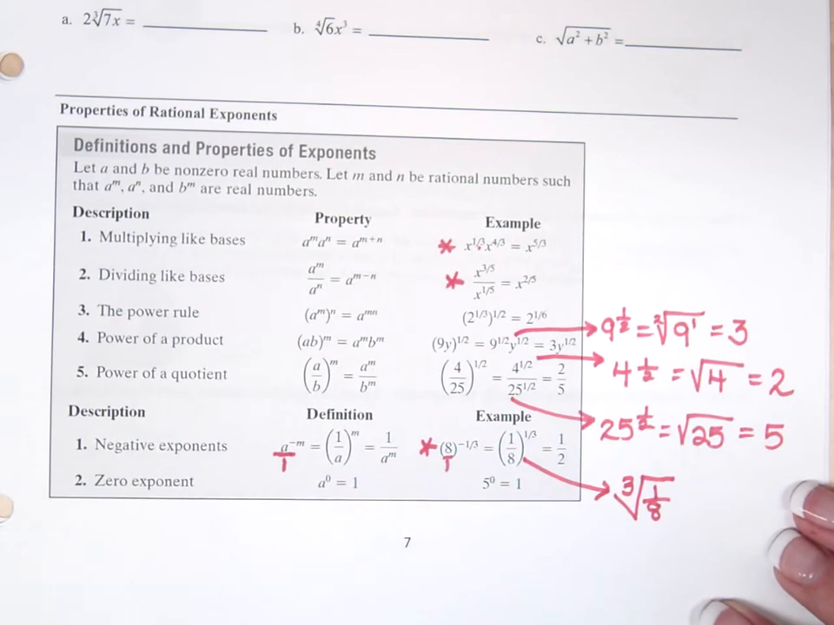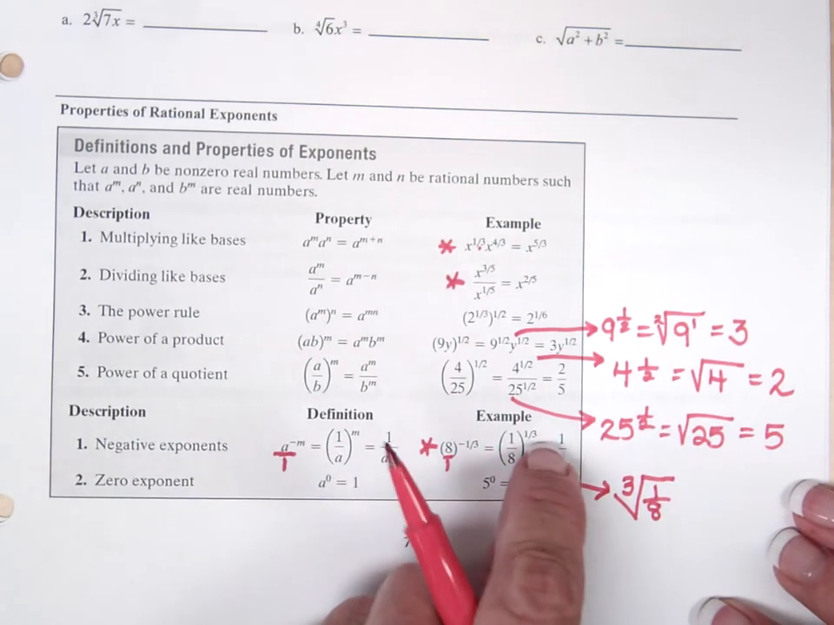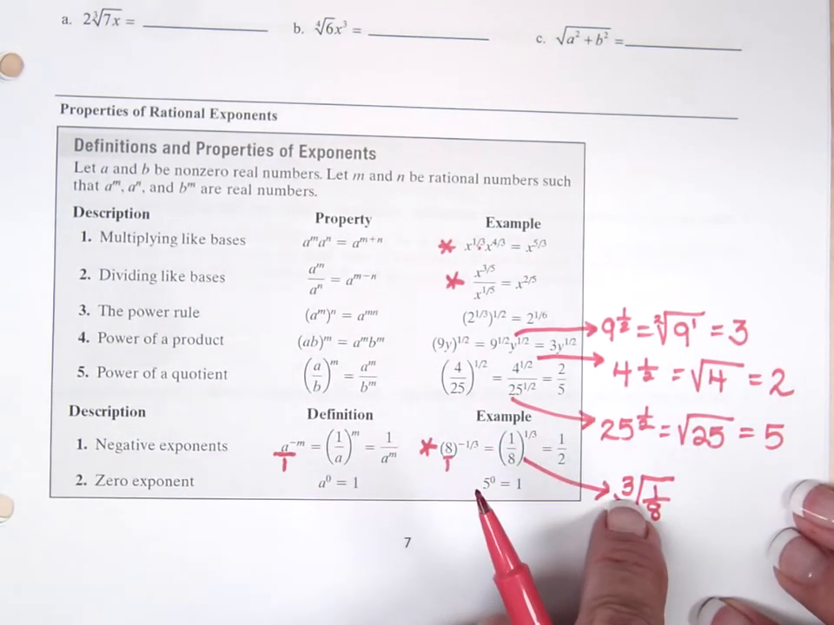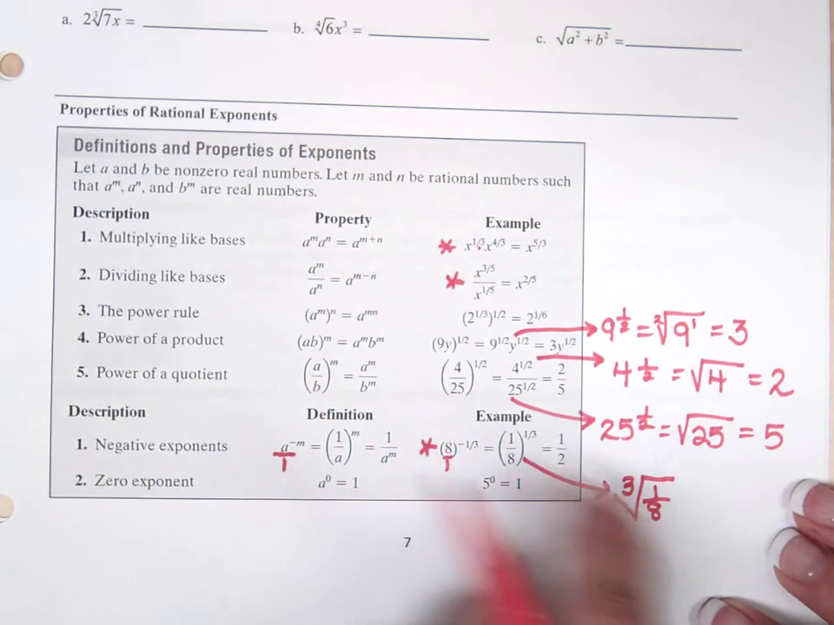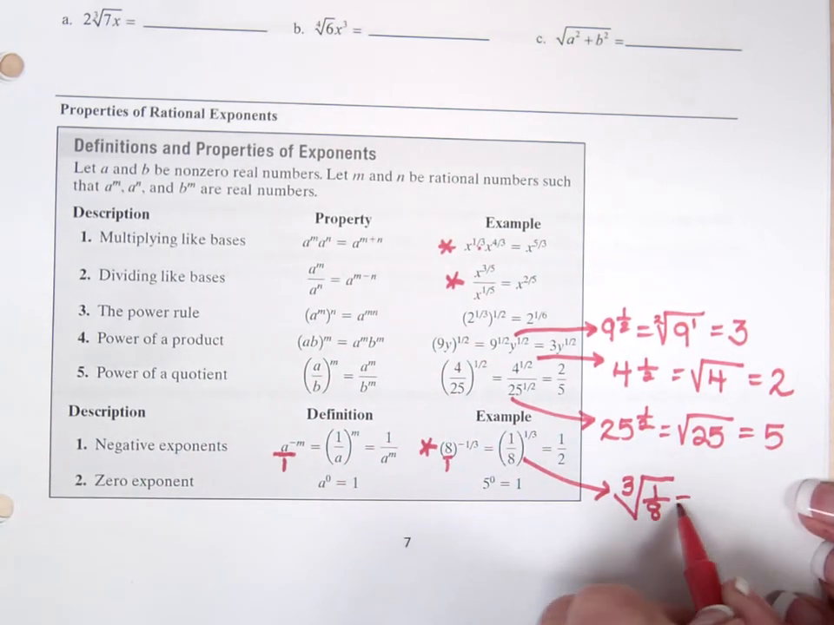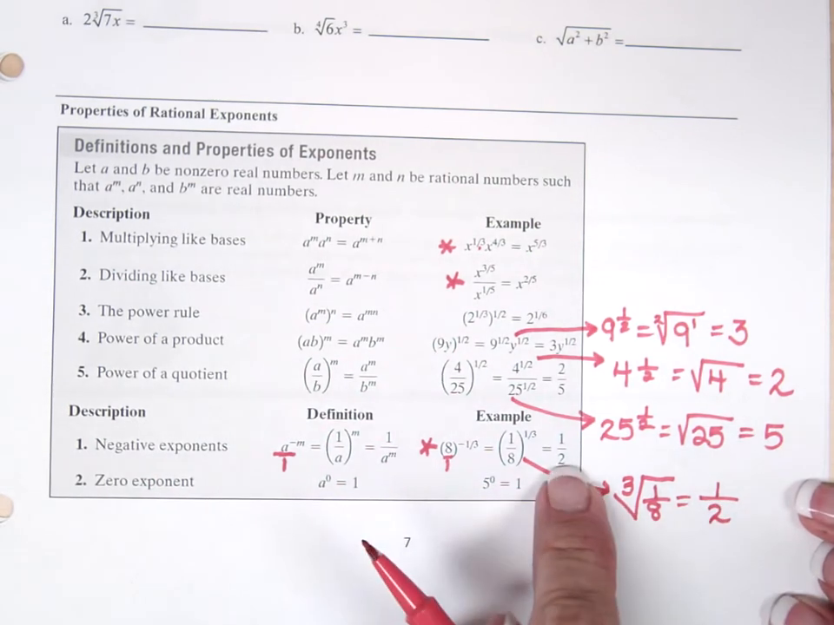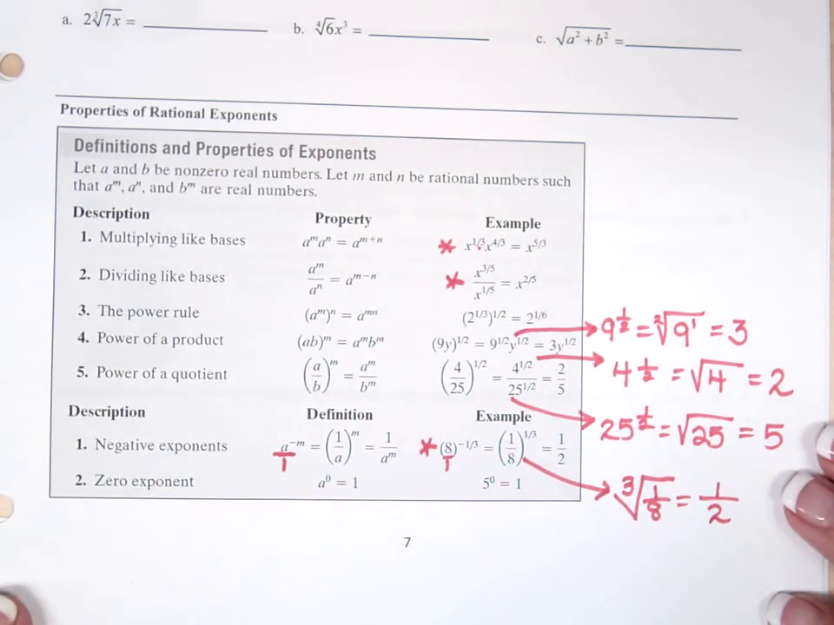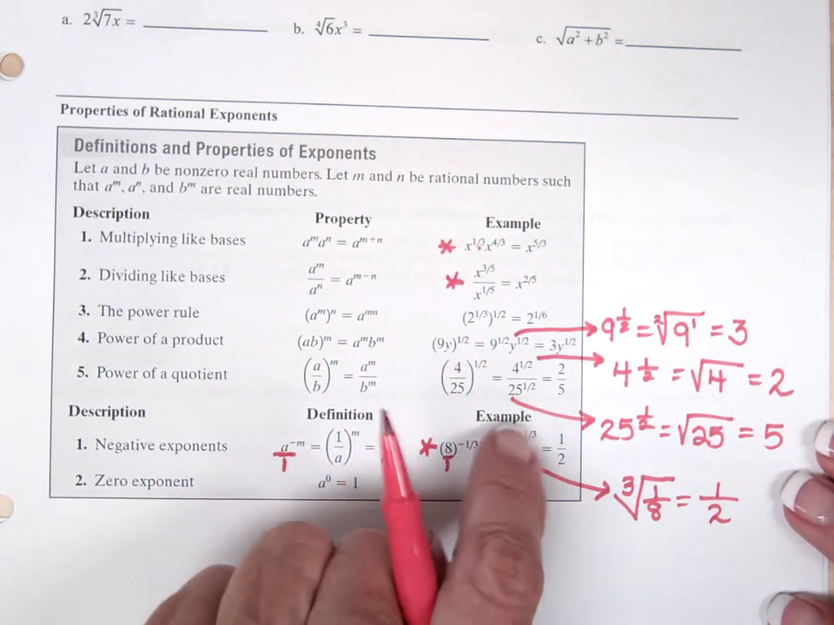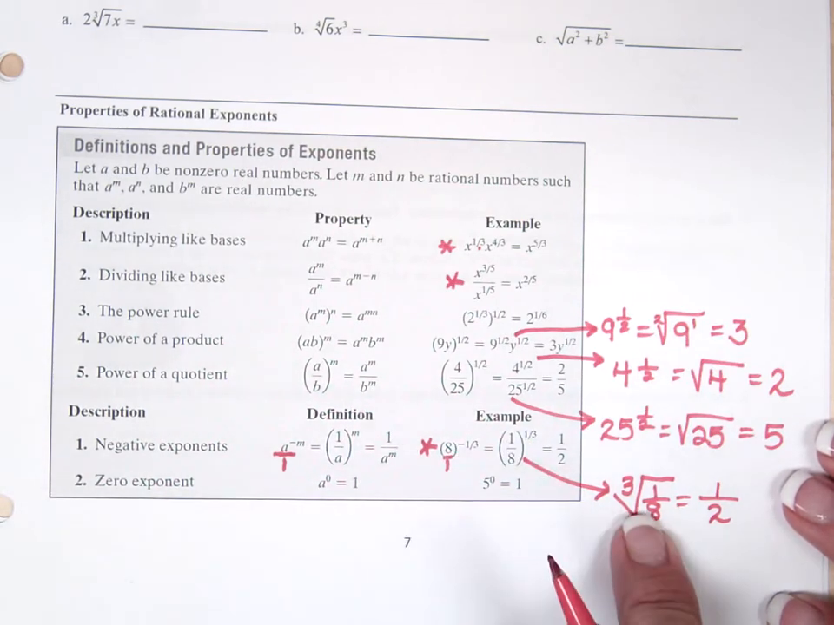So the cube root of 1/8, because the denominator becomes the index, the numerator is just the power. So the cube root of 1 is 1, the cube root of 8 is 2. So there's where the answer 1/2 came from. So every time you see a number raised to a fractional power, turn it into a radical and evaluate.